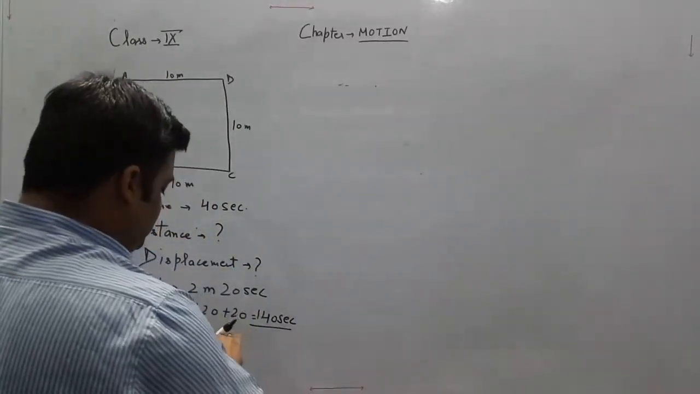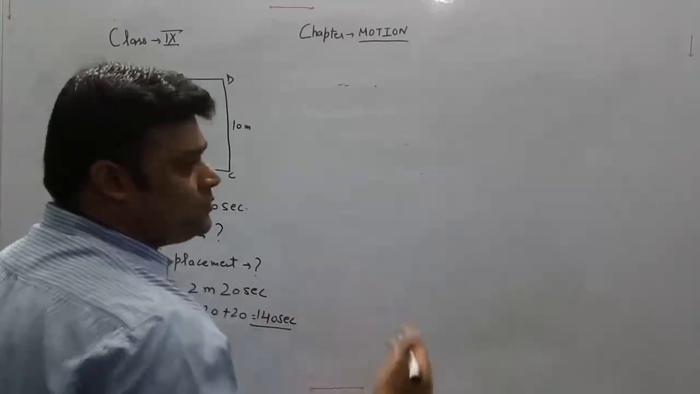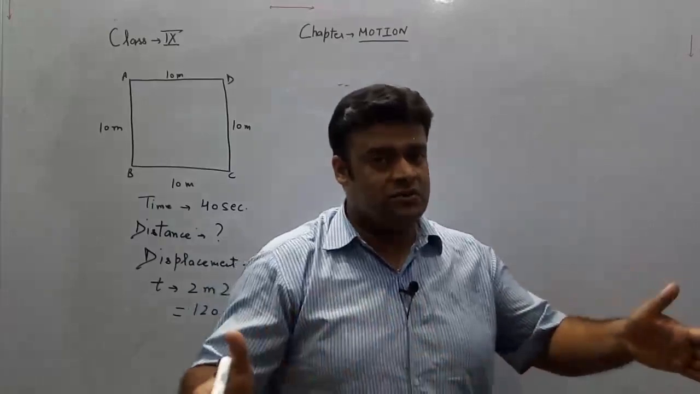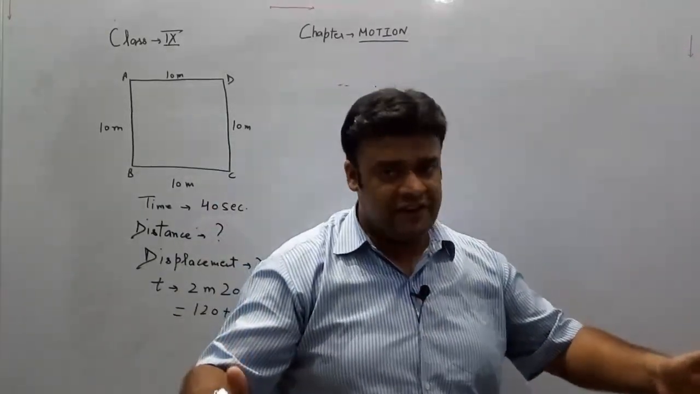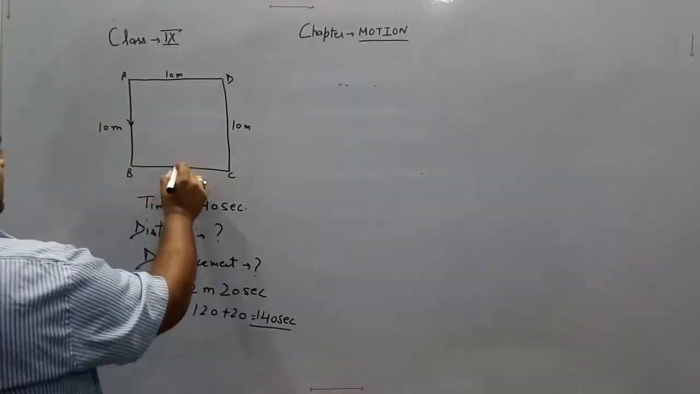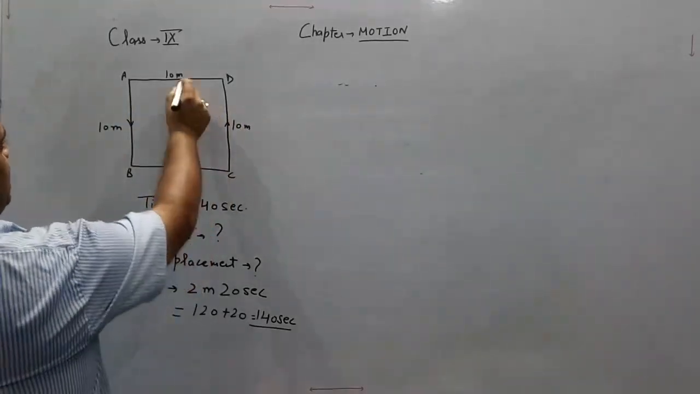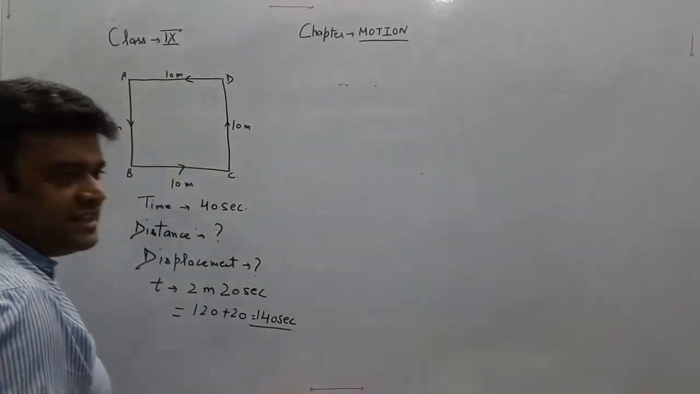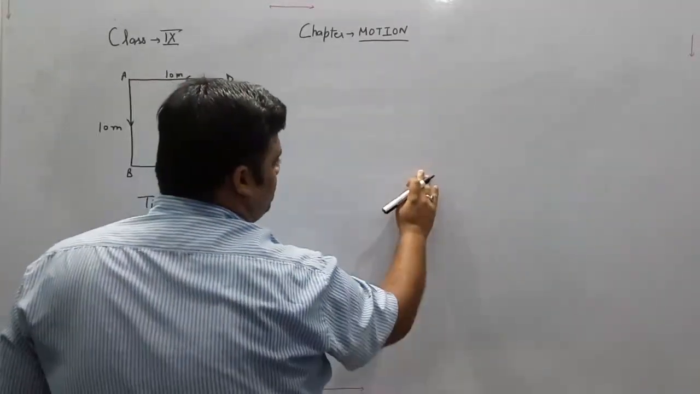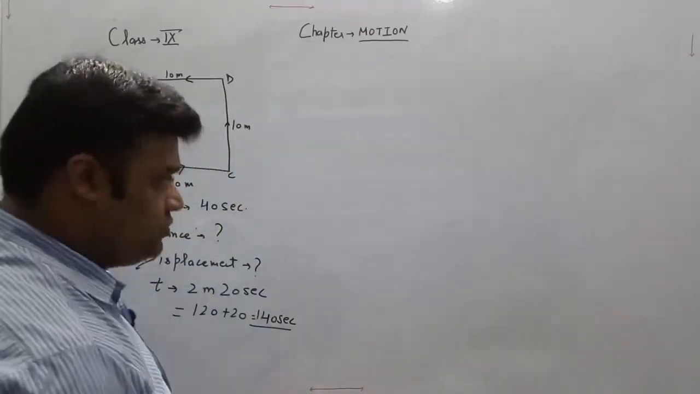For displacement, first we'll find the actual change in position of the object, because displacement is the actual change or the shortest distance between initial and final position. Initial position of the object is A, then it reaches B, C and then D. So initial position is A. First we'll find total change in position. So first we'll find the total number of rounds.